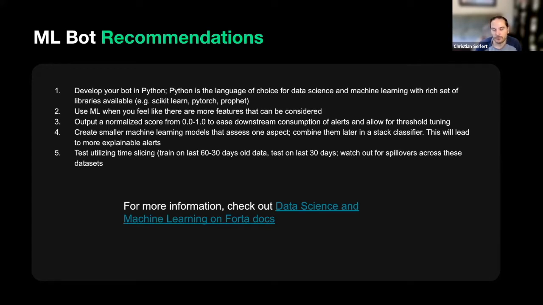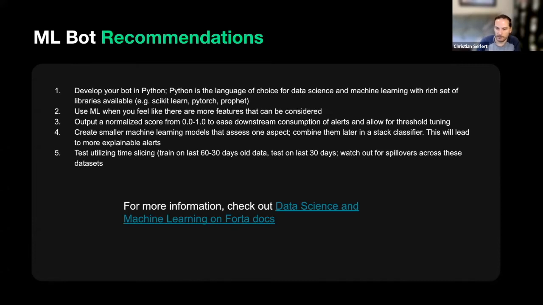Fourth point is try to create smaller machine learning models that assess one aspect. The reason for that is that you could theoretically take a transaction and look at all properties of the transaction. You could look at the contract, you could look at the EOA, you could look at the history and build one monolithic model and say, oh, this transaction is malicious or not. But it's going to be very difficult to explain. And so what I would recommend is that you use smaller models that look at one aspect.